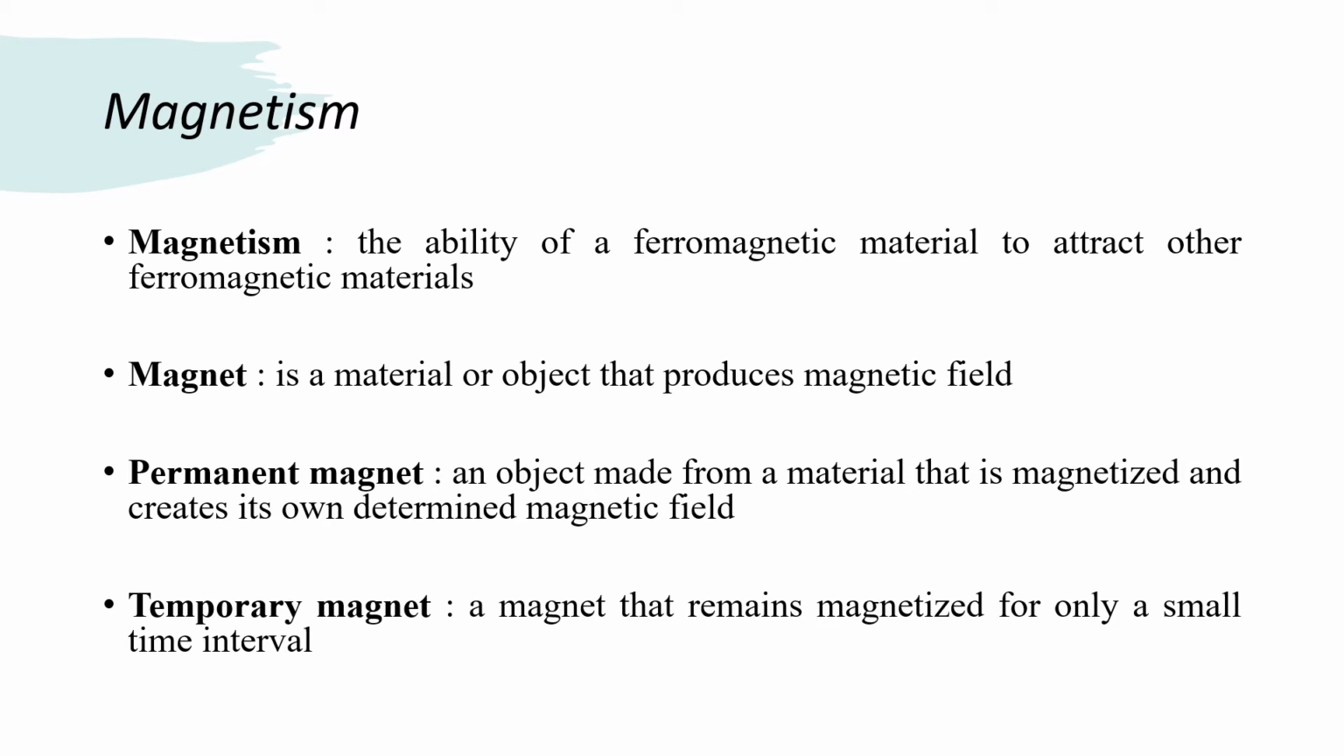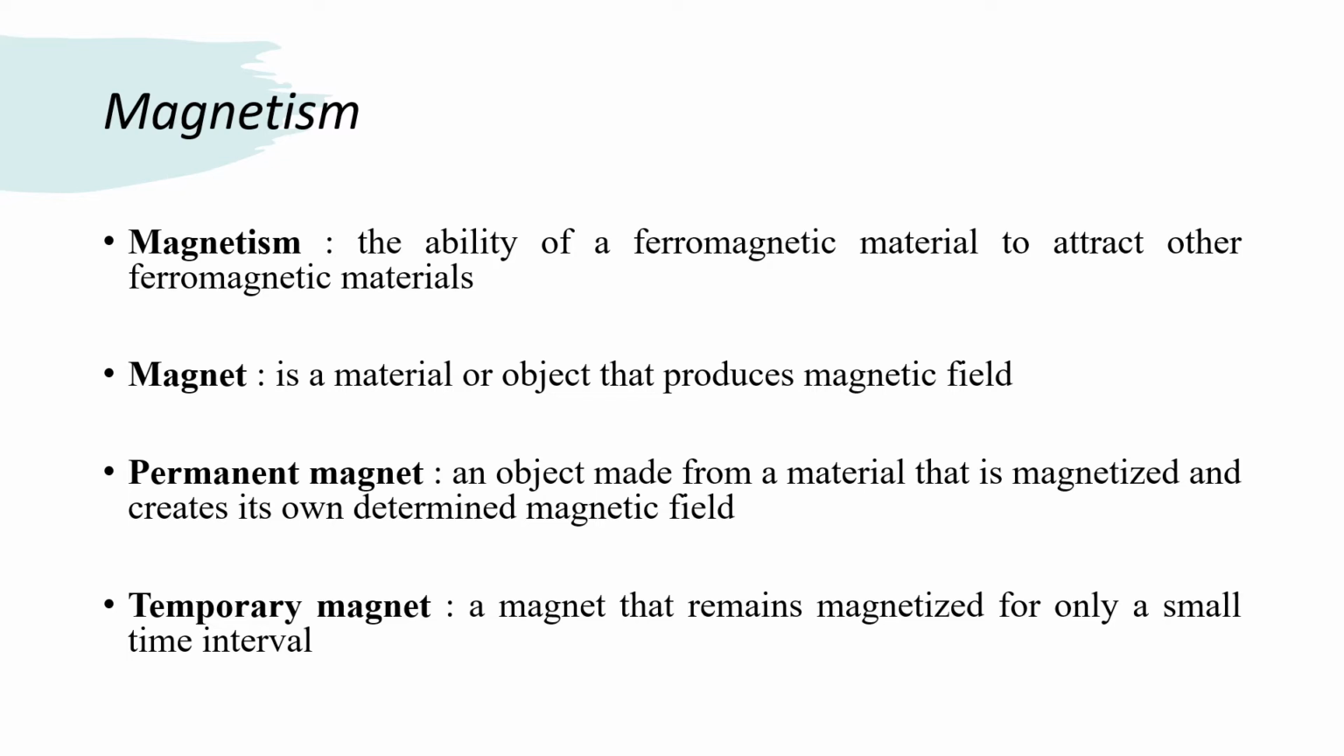Next, after the definition, we start with magnetism. What is magnetism? Magnetism is the ability of a ferromagnetic material to attract other ferromagnetic materials. The ability of a ferromagnetic material to attract other ferromagnetic material is called magnetism.